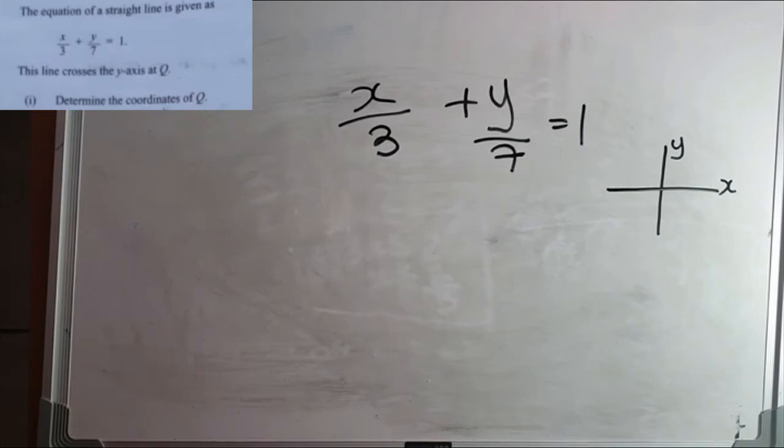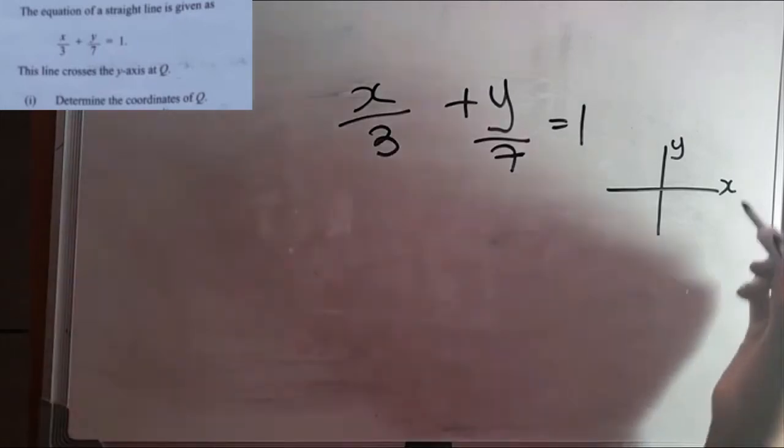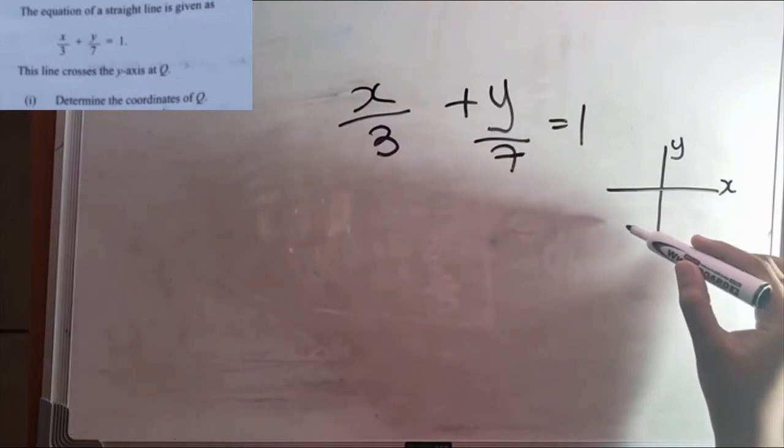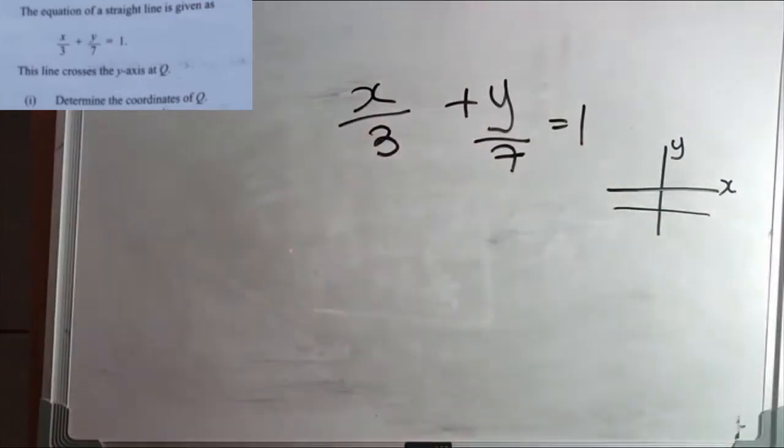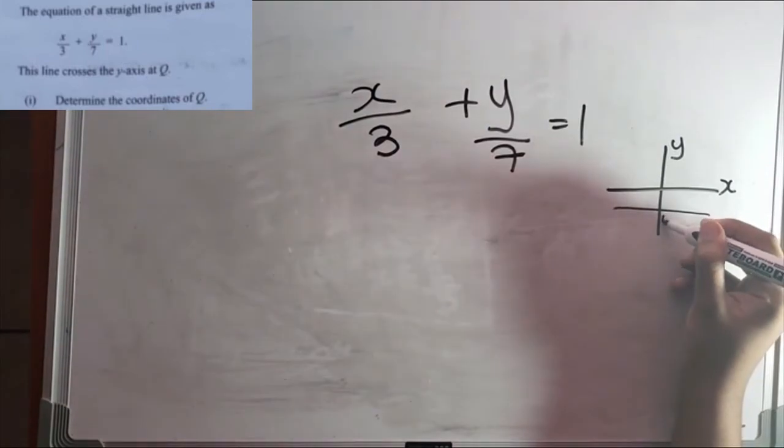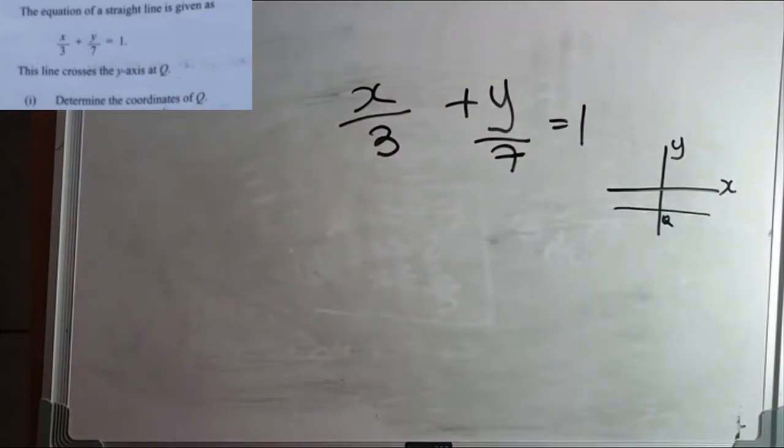And it's saying that this line crosses the y-axis at Q. So this is the y-axis, so it's going to cross the y-axis, say here. So this is our line. I should have done that in a different color, but everyone gets the point. So it crosses the y-axis at Q. Determine the coordinates of Q. So Q is just basically asking you to find what point this is.